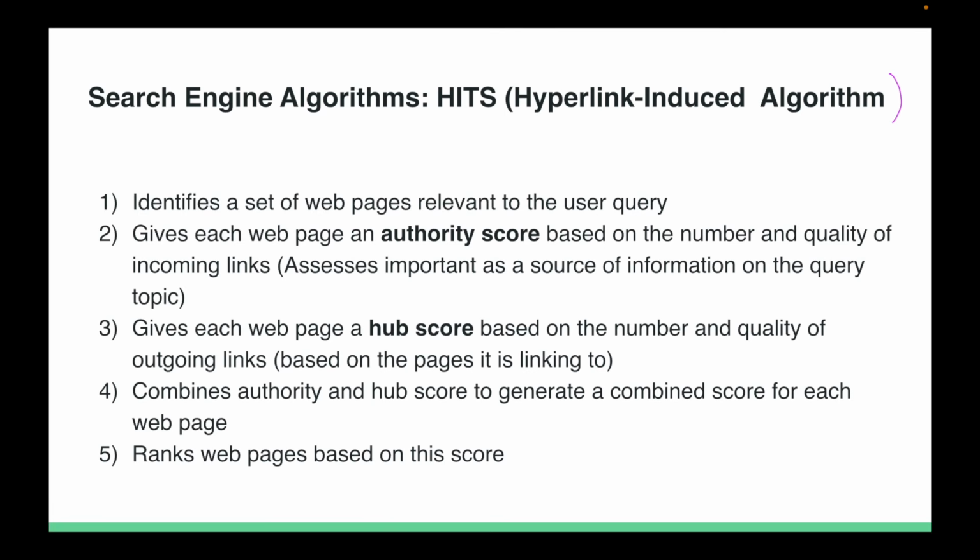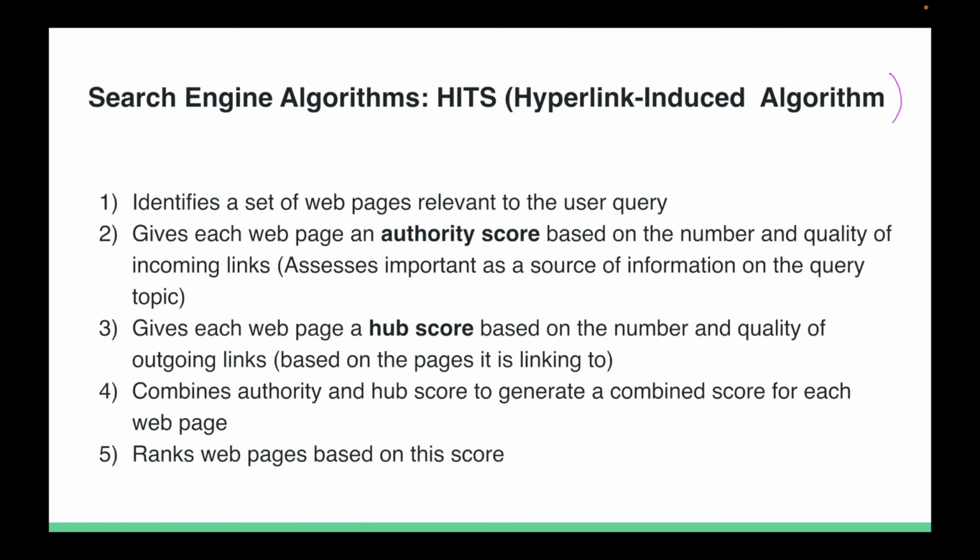Okay, that is the hyperlink induced algorithm. Now, here's a few steps on how this works. Basically, first, the HITS algorithm identifies a set of web pages relevant to the user query. This is going to work similarly to the other algorithm in that the search engine that uses this algorithm is going to be crawling through a bunch of websites and collecting content on them and then indexing them. And that's how this algorithm is going to identify the relevant web pages.